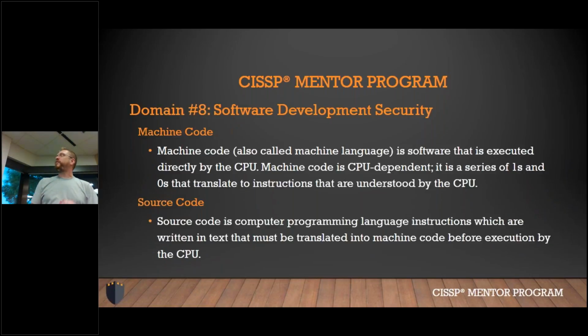All right, machine code, machine language. You'll need to know this. This is what the software is executed by the CPU. This is binary, ones and zeros. Machine code is executed by the CPU, ones and zeros.